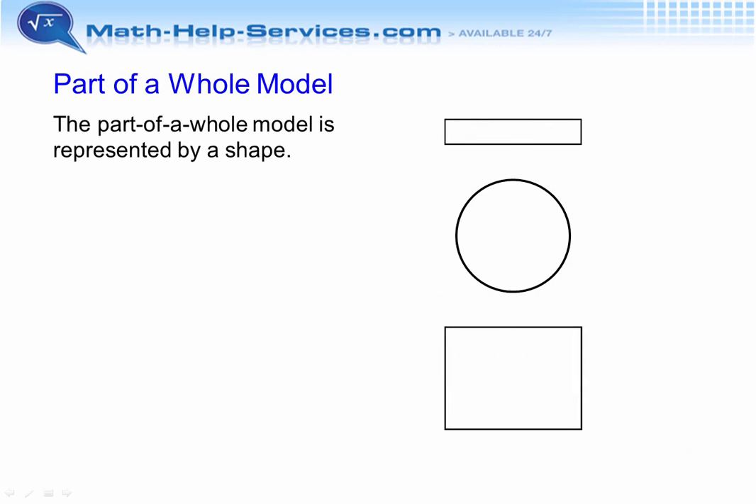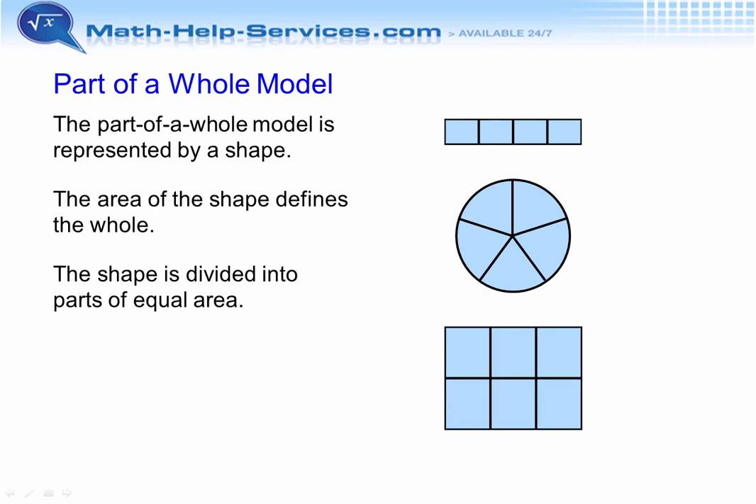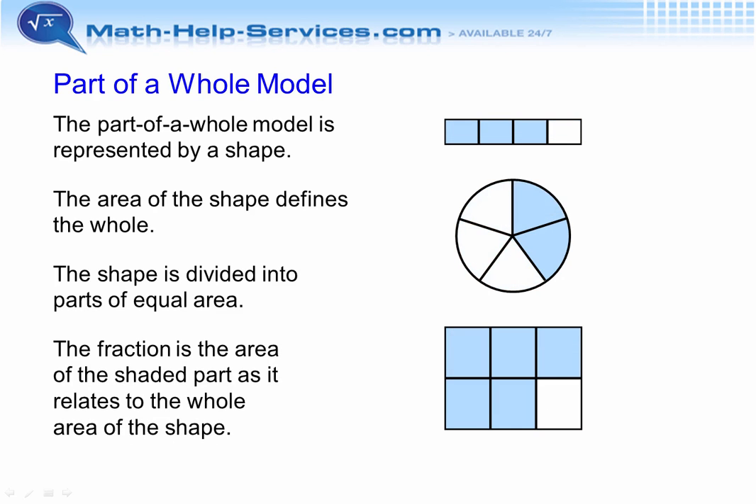Part of a whole model. The part of a whole model is represented by a shape. The area of the shape defines the whole. The shape is divided into parts of equal area. The fraction is the area of the shaded part as it relates to the whole area of the shape.